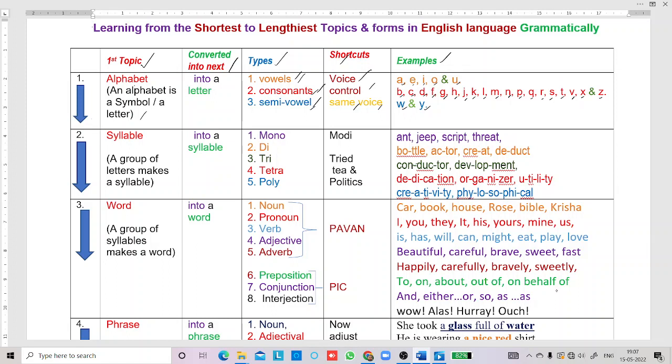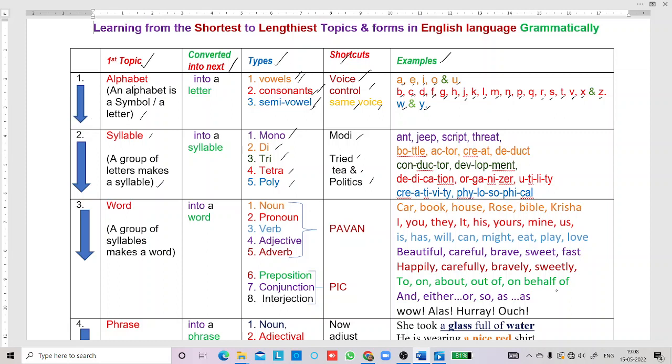Now let's see syllable. What is a syllable? A group of letters makes a syllable. This can be converted into a word also. Now see which are the types: mono, di, tri, tetra, poly. And the shortcut for them is Modi, tried, T, and politics.